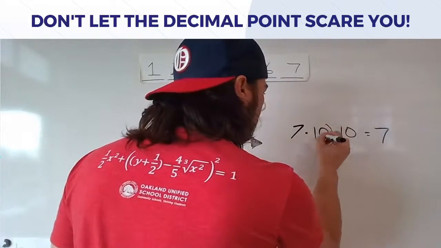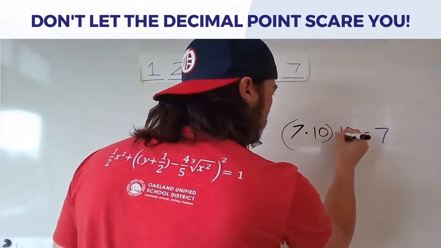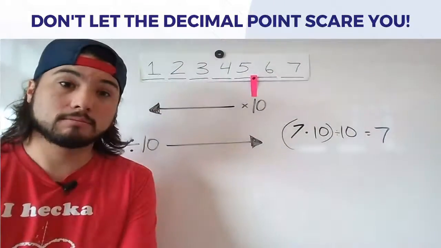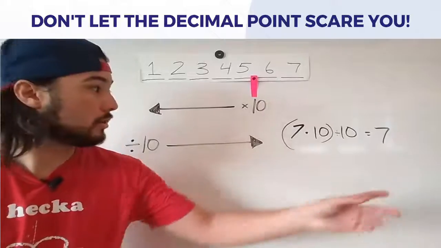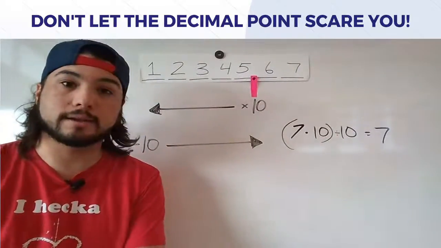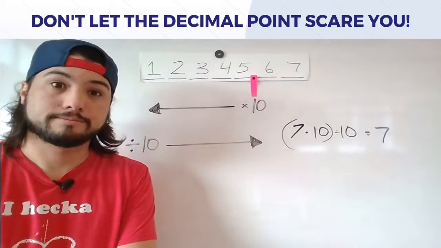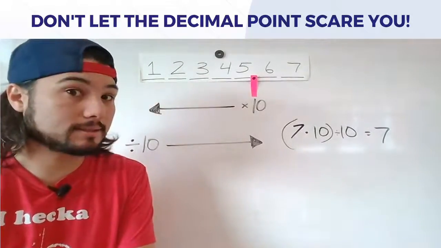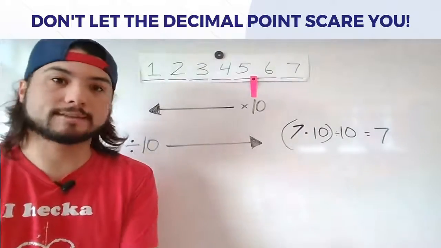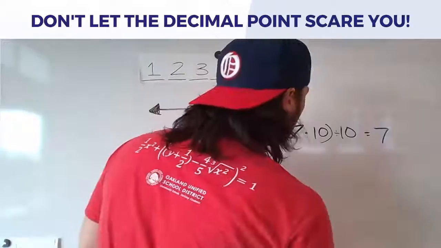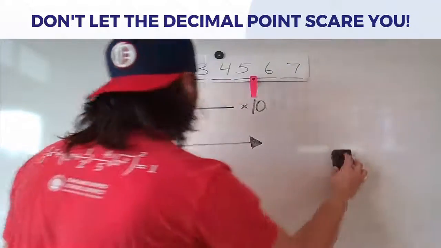7 times 10 with the inverse operation of division. So if you do 7 times 10 divided by 10, you're still going to come up with 7, right? 7 times 10 is 70. 70 divided by 10, well, it's back to 7, right? This is very, very useful when you're dealing with decimals.